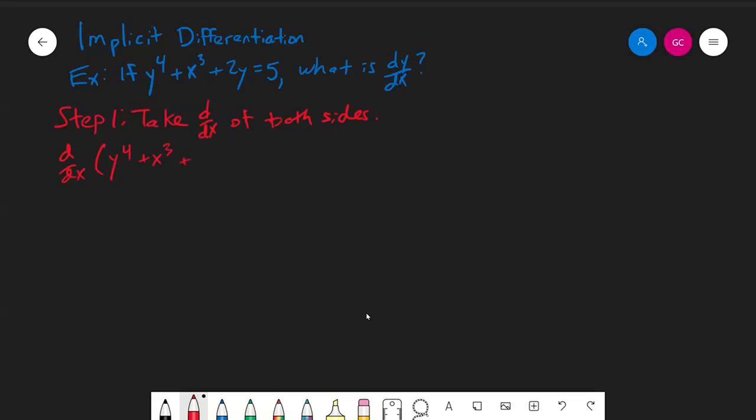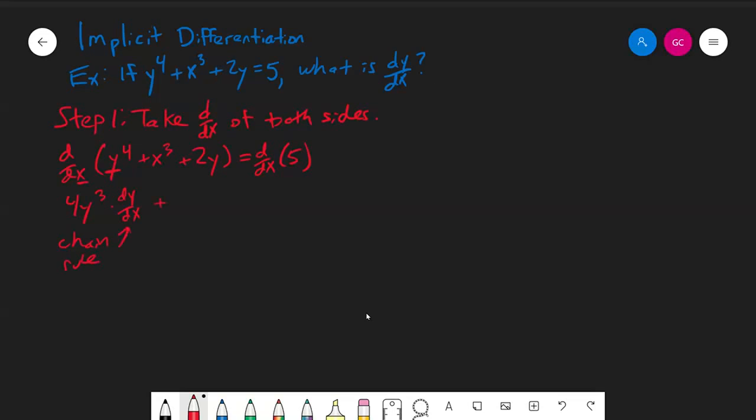So on the left we have the derivative with respect to x of y to the fourth plus x cubed plus 2y. And on the right, the derivative of 5. Now the derivative of y to the fourth, since this variable and this variable don't match up, it's not just 4y cubed. It's 4y cubed times dy dx. So again, that's just the chain rule at work.